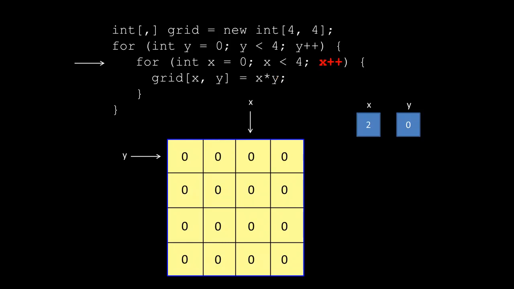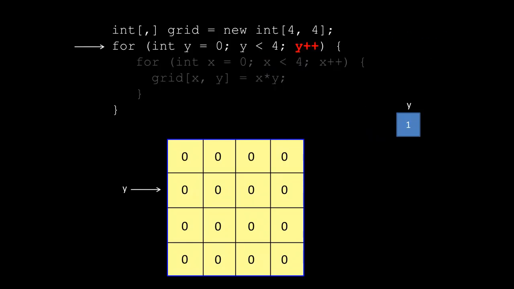Again, we increment x, so x is now 2. We come back inside, we multiply 0 times 2, and that gives us a 0, and we put it into this particular slot. We'll increment x again, and now x is 3. 3 times 0 is going to give us 0. And we go back out to the loop again, and you can see that x is now going to be 4. And in this case, 4 is not less than 4, so this returns a false. So at this point, we can now go to the outer loop, and we can increment y.